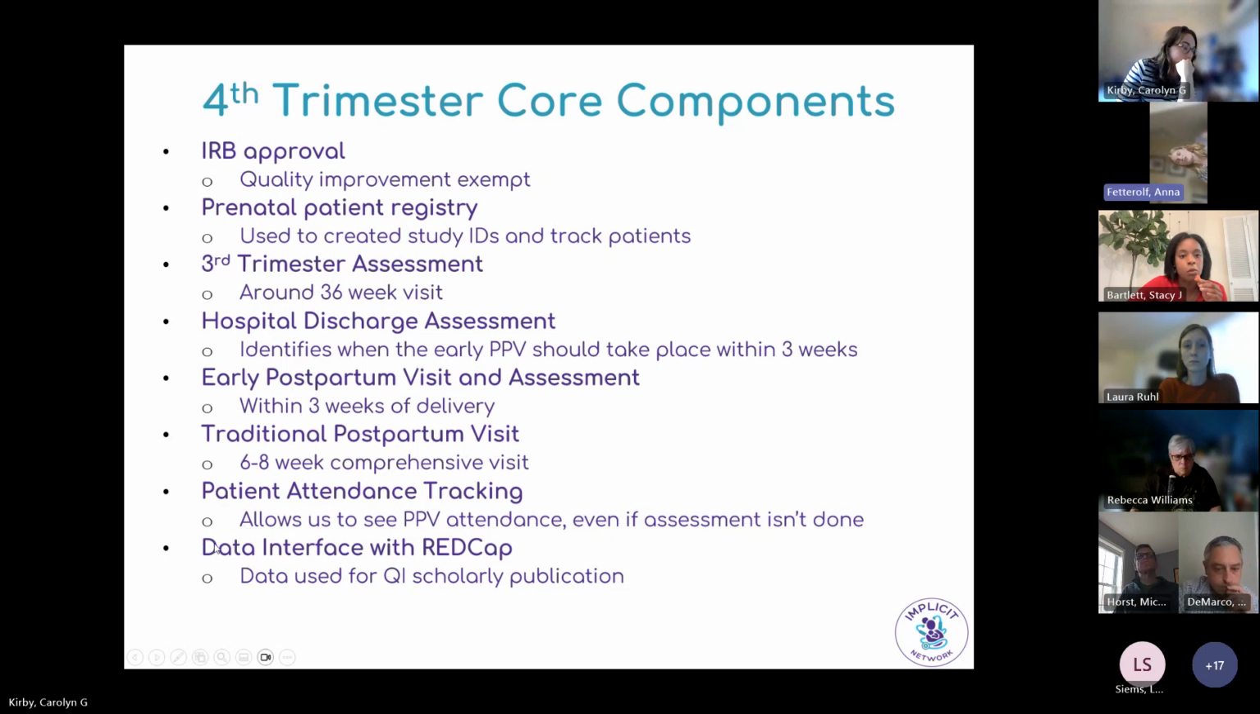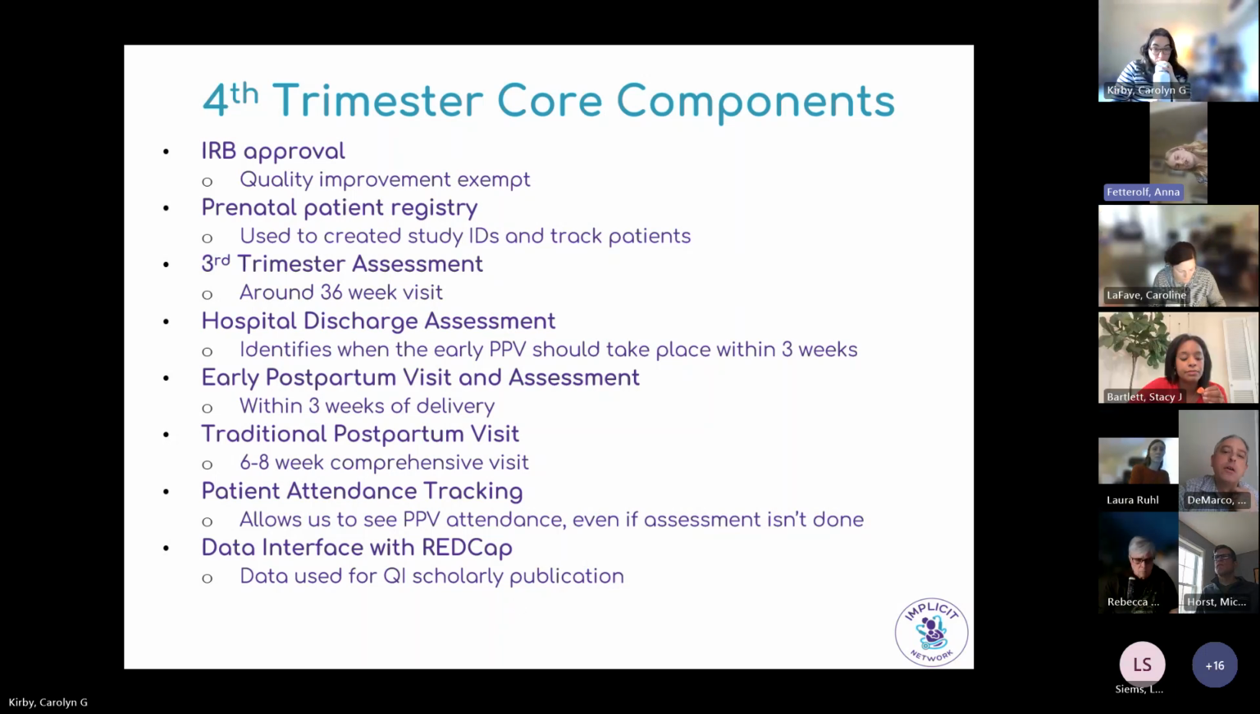So for the fourth trimester model, we have 3 screening periods. One is in the 3rd trimester around the 36-week visit. One is at hospital discharge after delivery. And then one is at the early postpartum visit, which we would like to happen within 3 weeks of delivery. So those are our 3 unique screening times with our fourth trimester questionnaires.